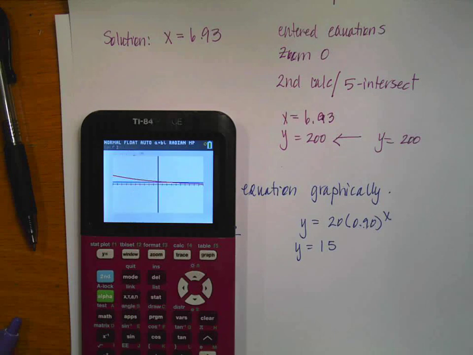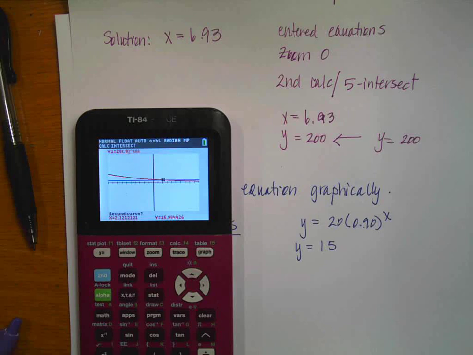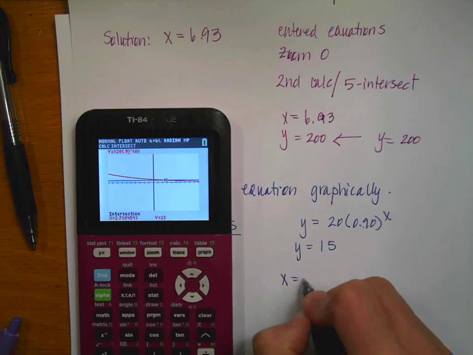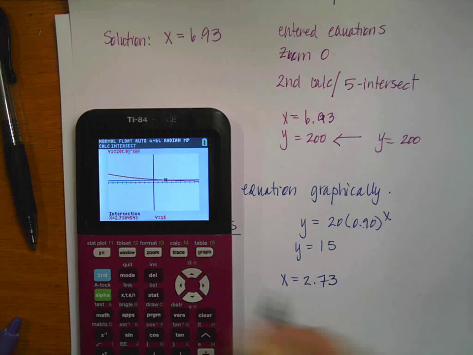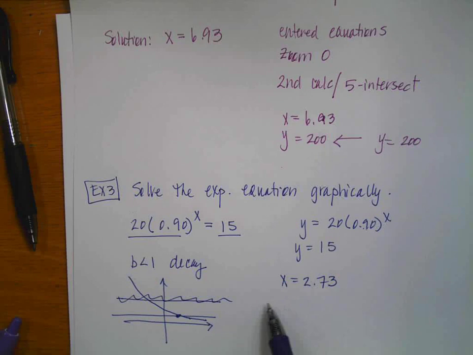So I'm going to do second, calculate, 5 for intersect, and I'm just going to get close. And then I'm going to hit enter, enter, enter. And notice it tells me that x is equal to 2.73, and then I'm going to be done.